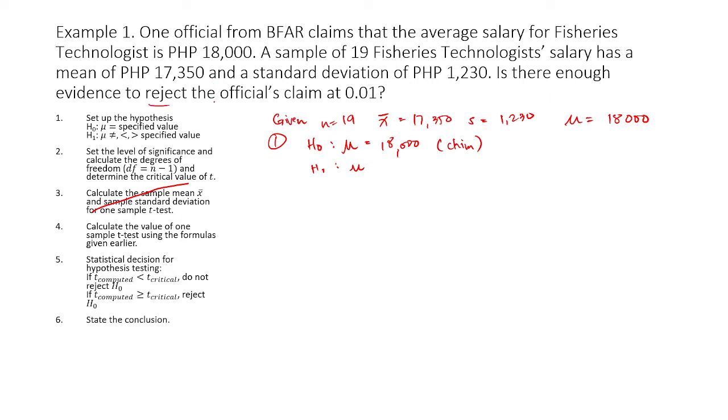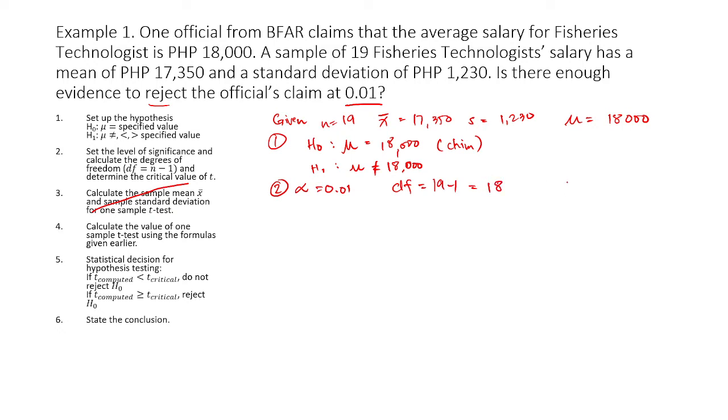I-reject lang yung official claim. So, sasabihin lang natin kung not equal ba siya dun sa ating 18,000. Okay? So, for step 2, we need to set the level of significance. It is already set. We have there a 1% or 0.01. And for the DF or the degrees of freedom, we have here n, which is equal to 19 minus 1. So we'll have a degrees of freedom which is equal to 18.